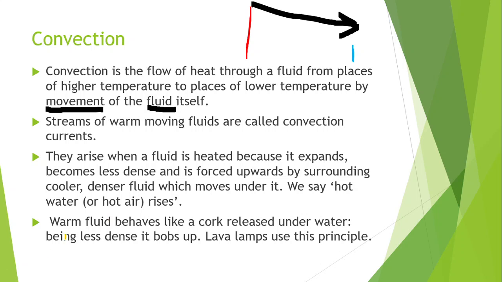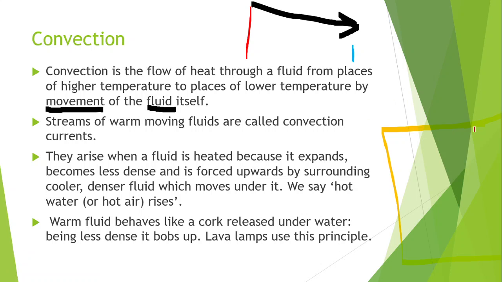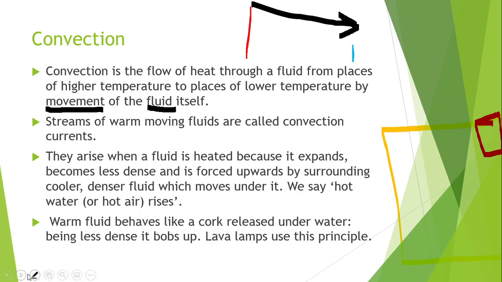So, warm fluid behaves like a cork released underwater. Less dense, it bobs up. Lava lamps also use this principle. Let's just say this is a room, we have some air, and we have an air conditioner installed over here. Now it is cooling some air. As it is cooling the air, the air particles get closer to each other, hence they get more dense, more heavier.